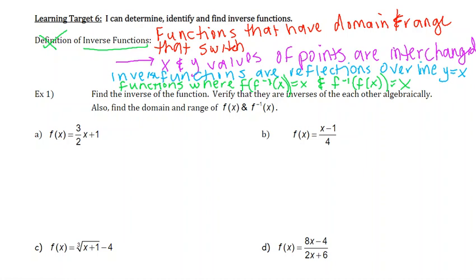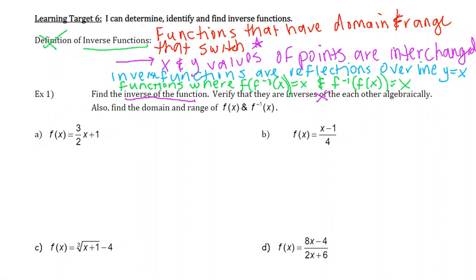All right, so example 1 is talking about finding the inverse mathematically. Verify that the inverses are of each other algebraically. We're not going to do that part. We are going to find the domain and range of the original and the inverse. I guess we're using that a little bit too, so we're using this other idea up here.